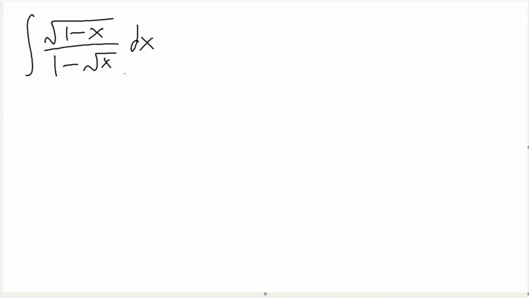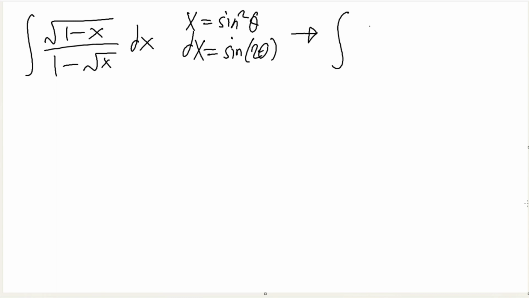So here, I see that we have 1 minus x here, but we have a square root of x here. So in this case, the whole point is to get rid of the radical. But how can I get rid of this radical? I can let x equal sine squared theta. Then dx will be sine 2 theta. So now this would be cosine theta, sine 2 theta, d theta.